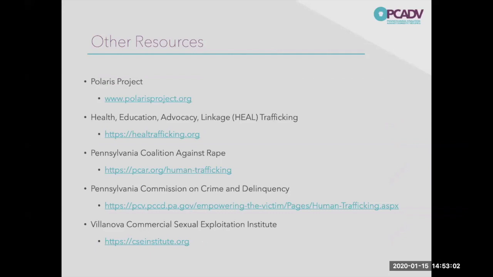And then there's also the Health Education Advocacy and Linkage, known as HEAL Trafficking Network. They are amazing, especially if there's anyone here that's doing work within medical and hospital systems or public health. HEAL Trafficking is a public health oriented network, and they have a toolkit specifically to assist public health and healthcare in developing human trafficking screening, policy development, all of that stuff.